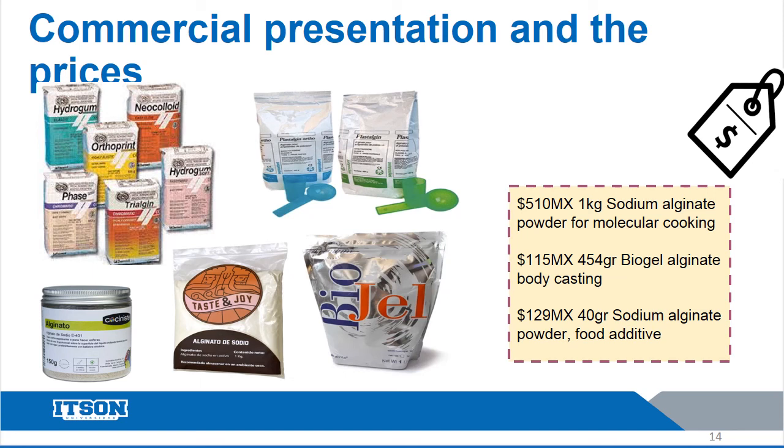The prices we can find in the market in Mexican pesos are 510 for 1 kilogram of sodium alginate powder for molecular cooking, 150 for 405 grams of sodium alginate for body casting, and 129 for 40 grams of sodium alginate powder as a food additive.